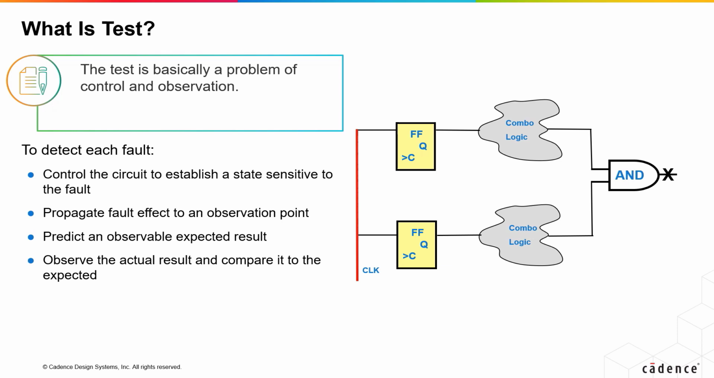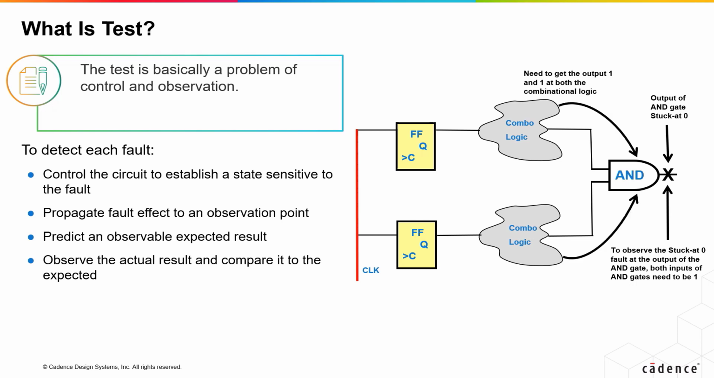In this given example, the AND gate's output is stuck at 0. To observe this effect, both inputs of the AND gate should be at logic 1, and to make that condition, the outputs of both the combinational blocks should be 1. To make this happen, we will have to control the flops to get the required value at the input of the combinational blocks. This is how test is a problem of control and observation.